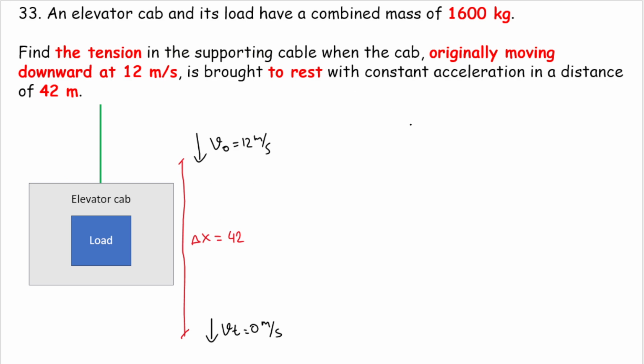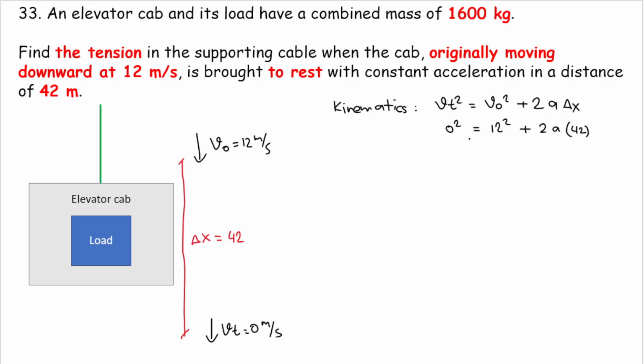So we will use the kinematics formula, Vt squared is equal to Vo squared plus 2 times the acceleration multiplied by delta x. We know all of them except for the acceleration. Let's plug that in. We know that Vt is 0, so I will have 0 squared equal to Vo, which is 12 squared, plus 2 multiplied by the acceleration multiplied by the distance, which is 42.